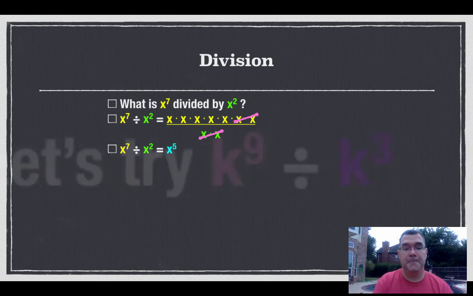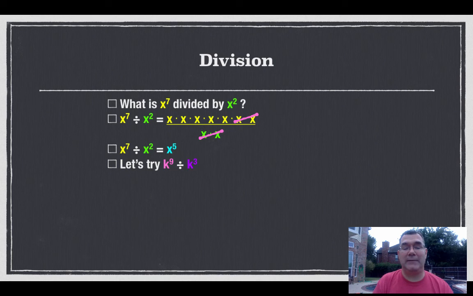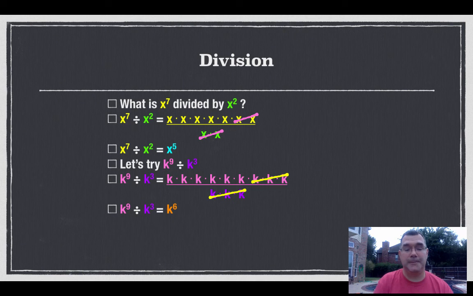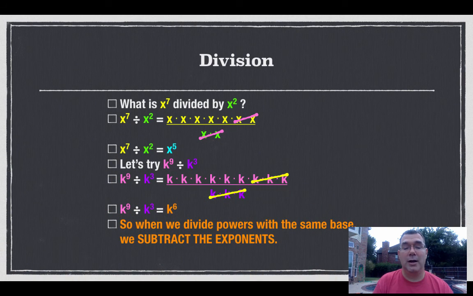All right, let's try k to the 9 divided by k to the 3rd. K to the 9 is 9 k's being multiplied by each other, and k to the 3rd is 3 k's being multiplied by each other. I notice I've got 3 k's in common with the top and the bottom, so I can cancel them out as common factors. That leaves me with 6 k's being multiplied together on the top, which is k to the 6. So hopefully we can see a pattern. When we're dividing powers that have the same base, we're going to subtract the exponents.